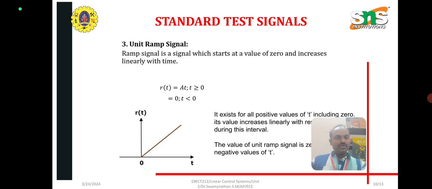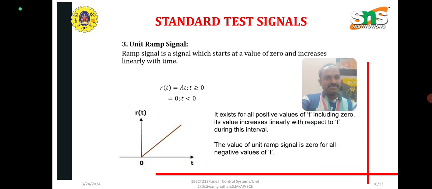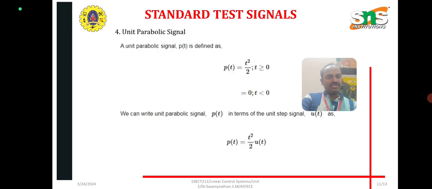Third, the unit ramp signal. R of t is equal to A t. It varies linearly with respect to time. It exists for all positive values of time including 0, and its value increases linearly with respect to time during this interval. The value of the unit ramp signal is 0 for all negative values of t.